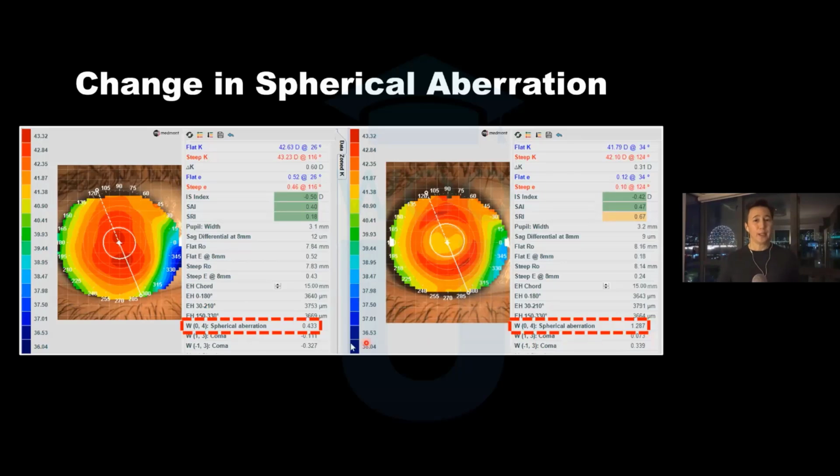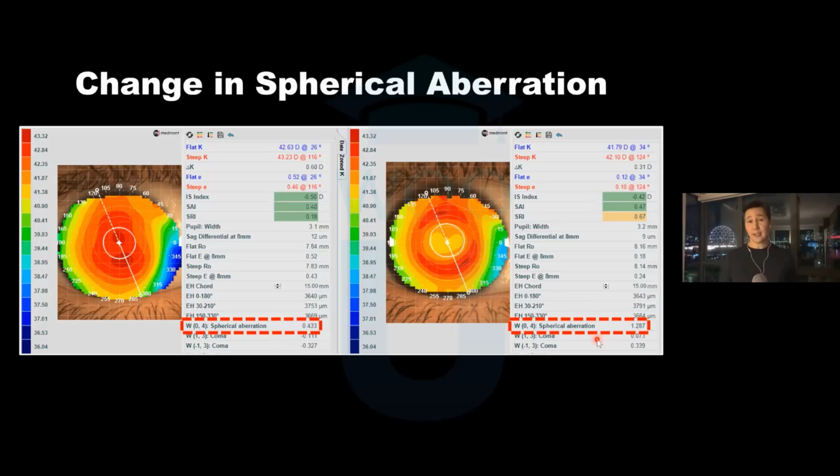And if you compare pre versus post, we can get an idea of how much we've changed the spherical aberration in the positive direction. And Ortho-K is almost always going to move the eye toward positive spherical aberration, which is good because the research has been pretty clear. The higher the spherical aberration, the better the myopia control.